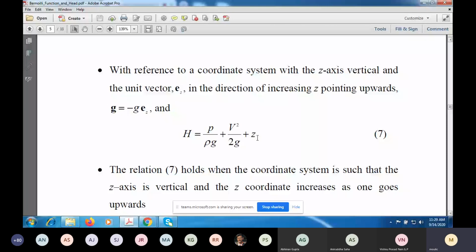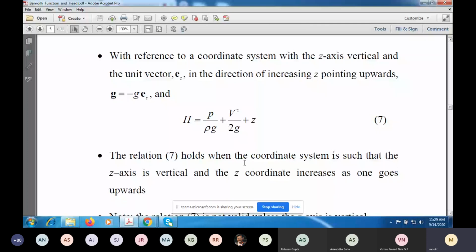So this is the form that you might have seen in your second year course, but you have to keep in mind that this is valid only when you have chosen a coordinate system such that two conditions are satisfied. The z-axis is vertical and the z-coordinate increases as one goes upwards. Now I could also take a z-axis which is vertical and the z-coordinate increases as one goes downwards. That is, I can take a coordinate system such that Ez points downwards. Then you have to modify equation 7 and write this as minus z.